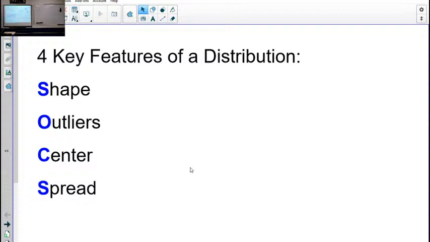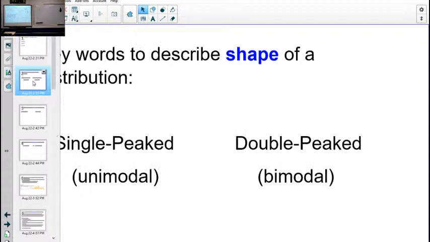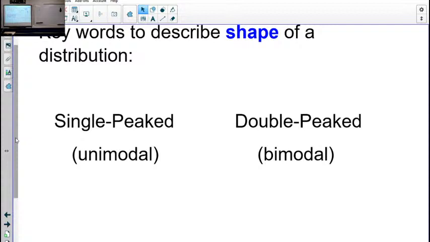So today we're going to talk about that in some more detail so that you're used to some of the terminology and numbers and measurements that we might use to talk about each of these things. Shape. Keywords to describe shape. One of the ways that we have to talk about it is where the peaks are.